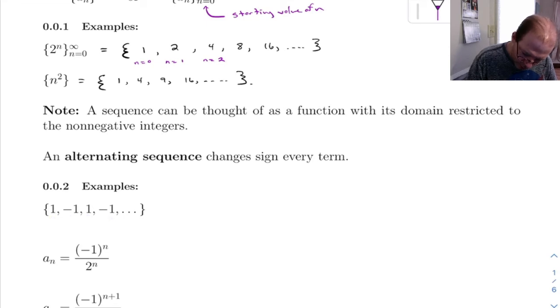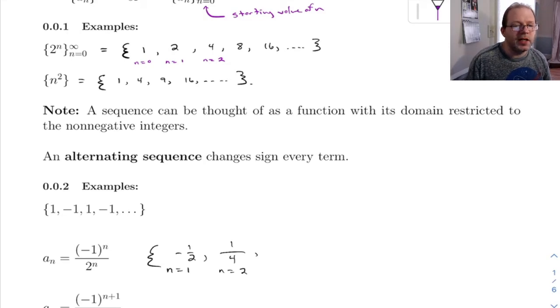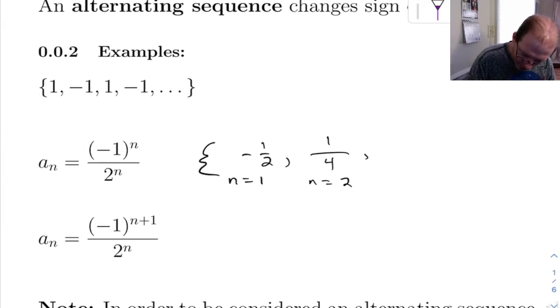This next one, this would be the sequence where, let's see, if we start with n equals 1, then we get negative 1 to the first power over 2 to the first. So that's going to be negative 1/2. And then when n equals 2, on the bottom we'd get 2 squared, which is 4. And on top we get negative 1 squared, which is positive 1. But as we keep going, every time we go to the next term, the sign is going to change, and the bottom is going to double. Like that.